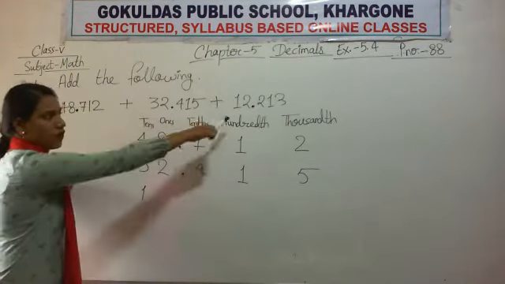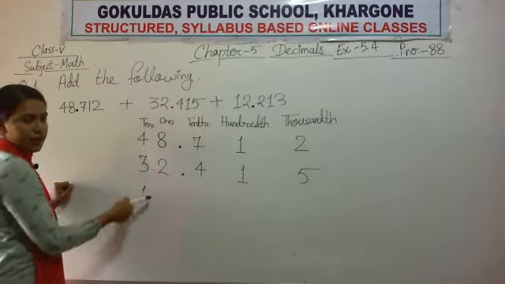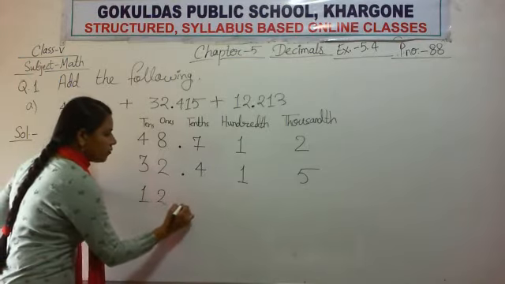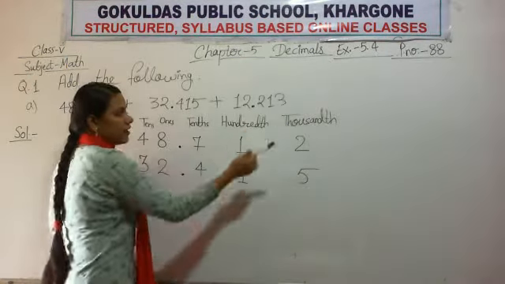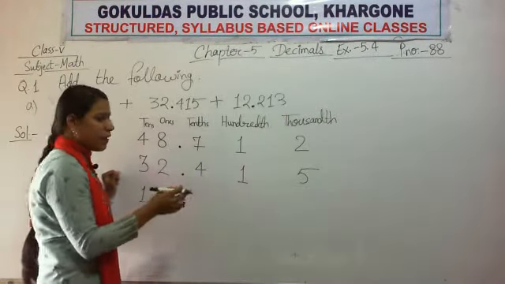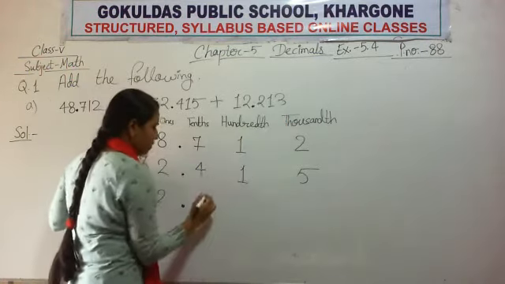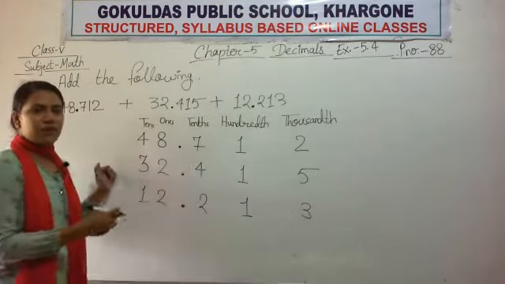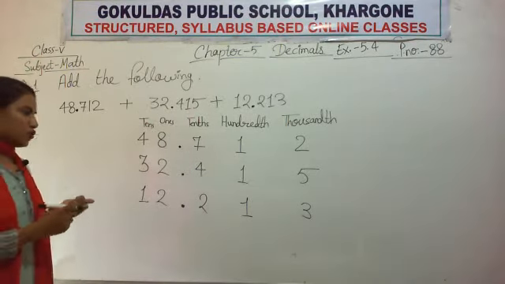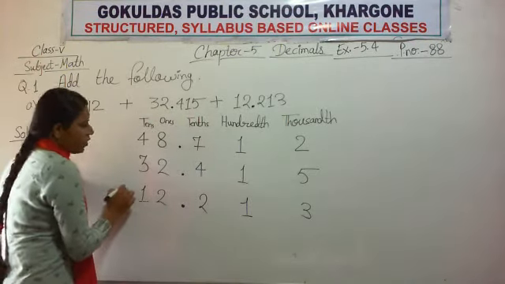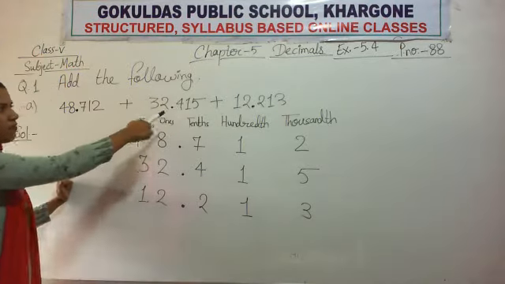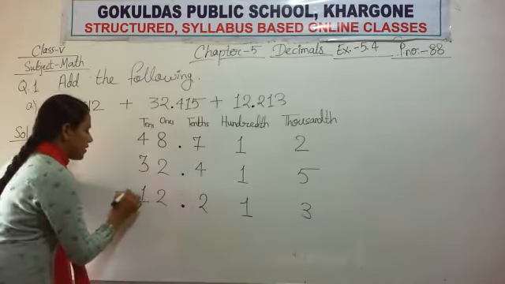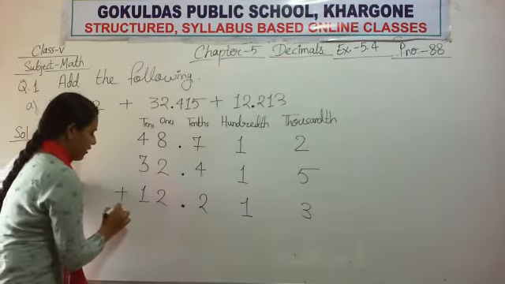So 12 is the whole number, so I am writing it in the whole number part. 12.213 is written in the decimal part, so I am writing it after the decimal. So 213. I have arranged my numbers column wise properly, so likewise you have to do. Now put the sign. Which operation are we applying? We are adding. Okay, so put a plus sign. Now start adding.